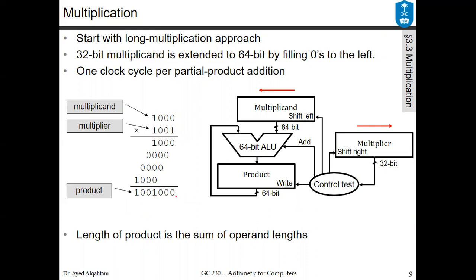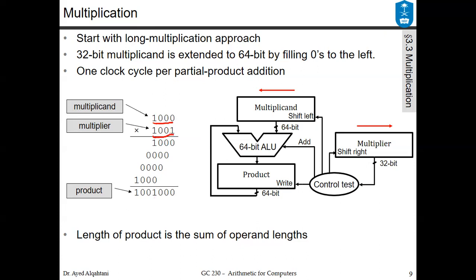Now, if we use 4 bits for the multiplicand and the multiplier also 4 bits, then you should expect that the product is going to be 4 plus 4, which is going to be 8. So the length of the product is the sum of the operand lengths, meaning the sum of the number of bits in the multiplicand and the multiplier.